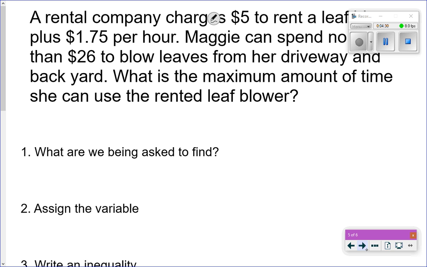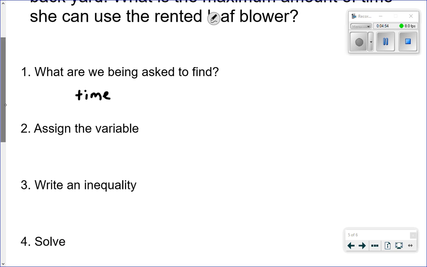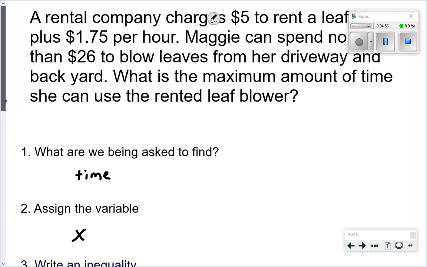Okay, it says a rental company charges $5 to rent a leaf blower plus $1.75 per hour. Maggie can spend no more than $26 to blow leaves from her driveway and backyard. What's the maximum amount of time she can use the rented leaf blower? So we're being asked to find time, and we're going to use the variable x. And then you should write out an inequality.